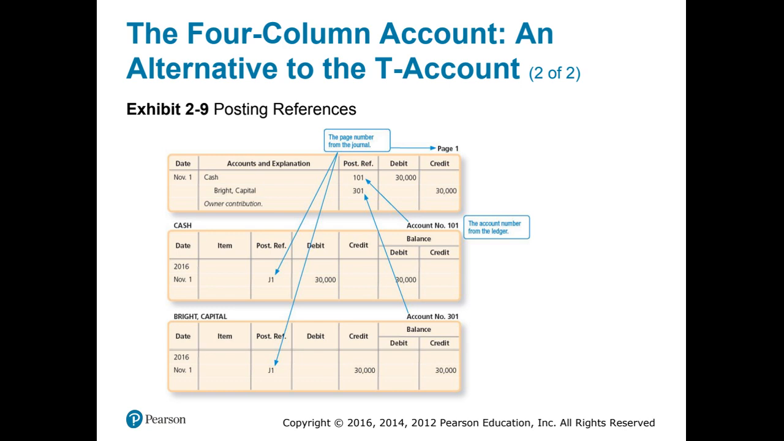And then over one more page, posting references. Posting references are the page number from the journal, okay? And then the account number from the journal is listed here. So we've got the page, we've got the account number, and then we've got our posting reference. So right here, we're looking at J1.